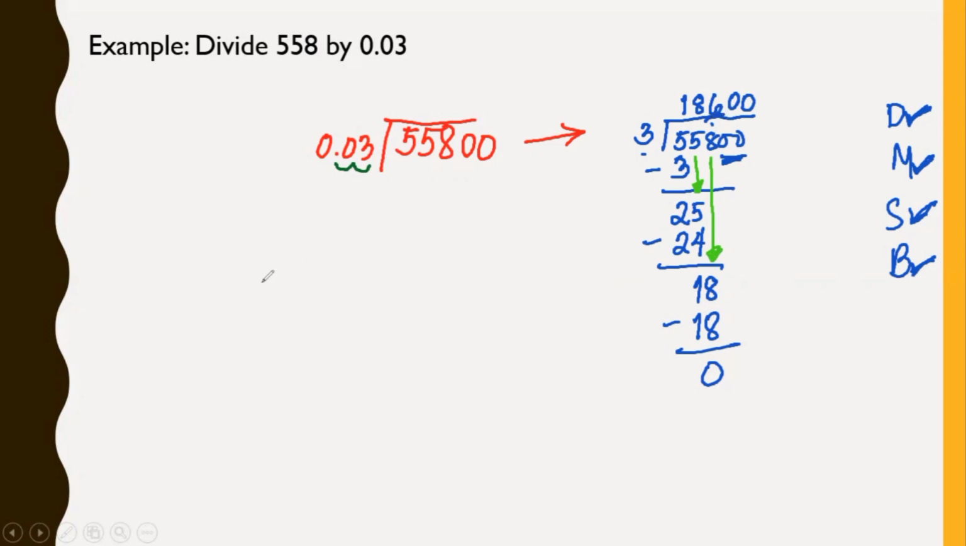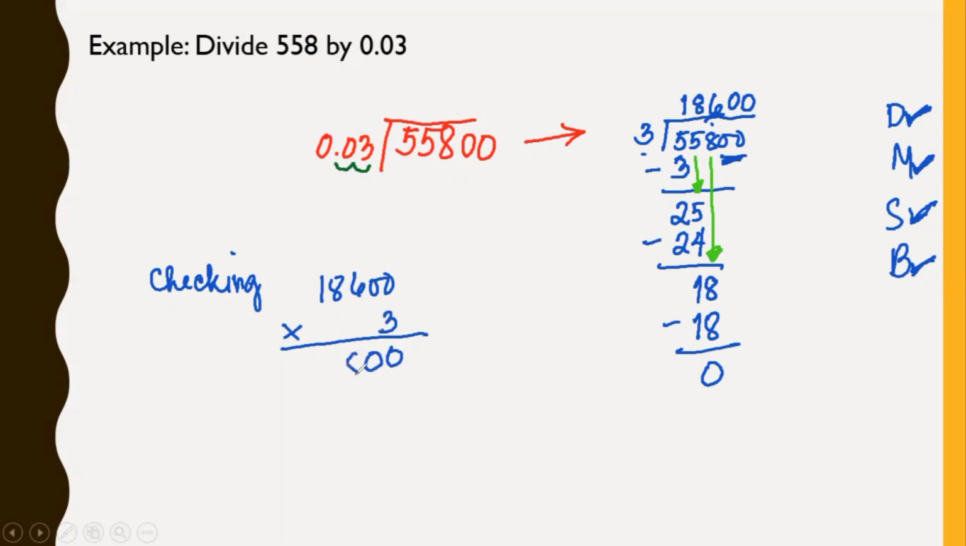Now, let's proceed to checking. Kapag checking, ang gagamitin mo sa checking is the quotient, which is 18,600 times 3. So, we have 3 times 0 is 0. 3 times 0 is still 0.